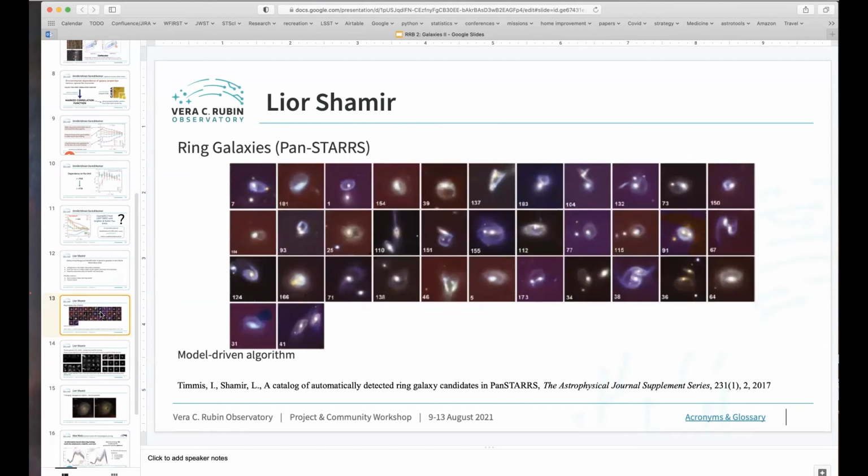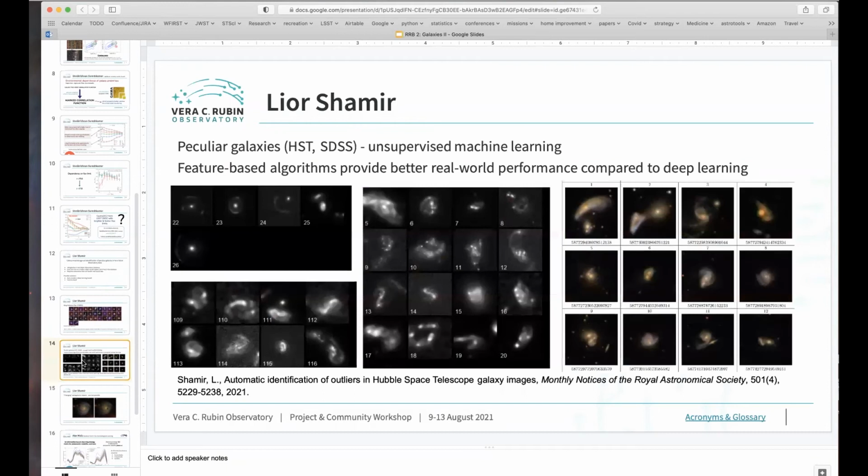Some objects we know are rare, but we know what they look like. Ring galaxies are one example, gravitational lenses another. They're relatively rare, but we know that they exist and we know what they look like. So we can train a machine learning algorithm, or develop another algorithm. That's an example from Pan-STARRS. These are ring galaxies that were identified by an algorithm in Pan-STARRS. Gravitational lenses are another example. Next slide.